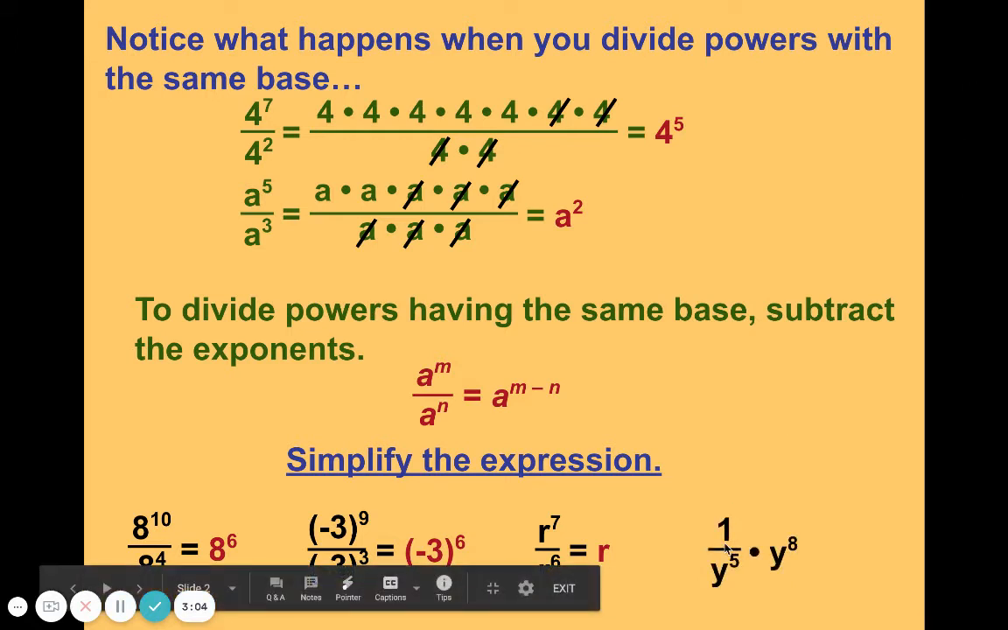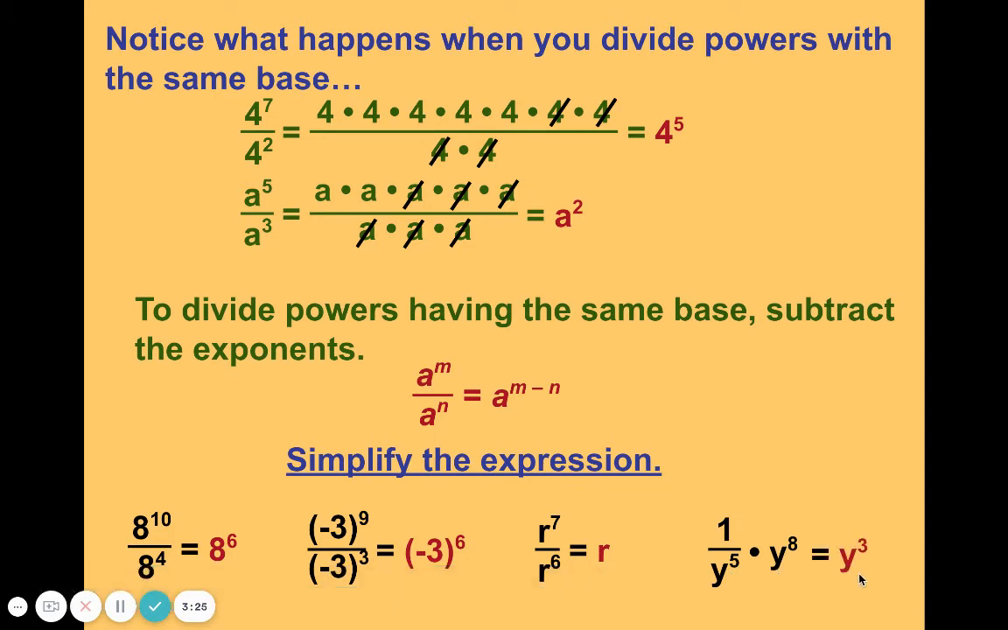1 over y to the 5th times y to the 8th. This y to the 8th is like having it on top. When you don't see something below it, it's understood to be 1 below. So I have 8 y's on the top, I have 5 on the bottom, I have y to the 3rd left on top. That means I have 3 more on top.